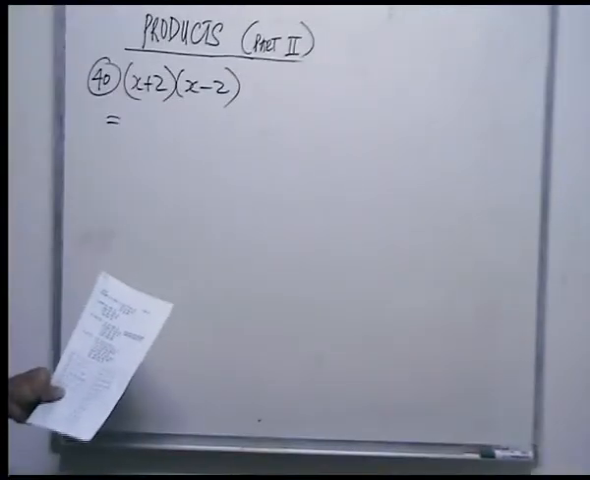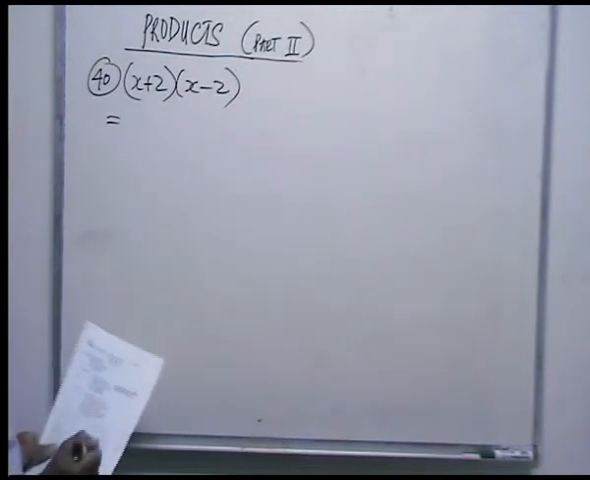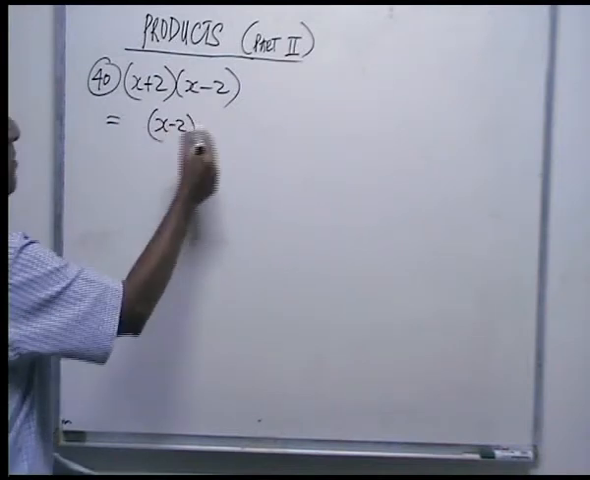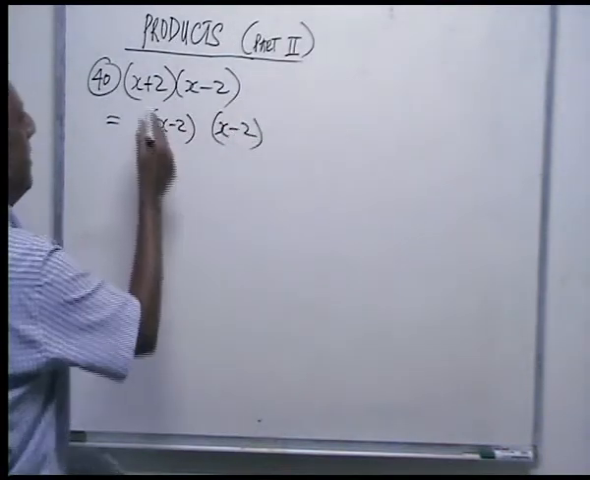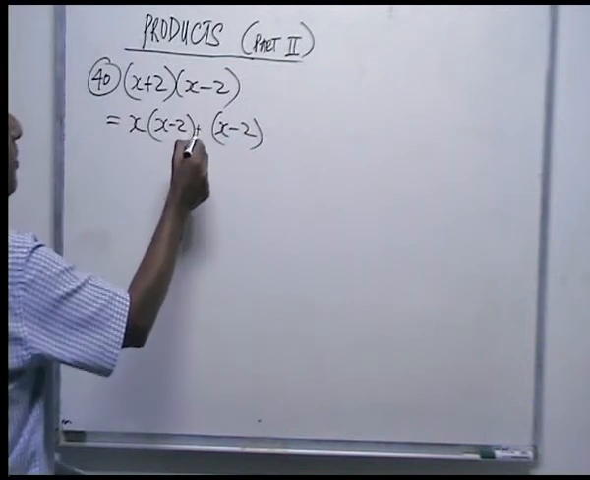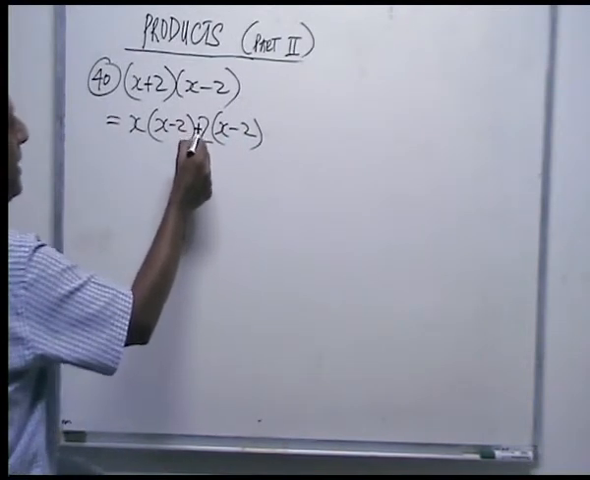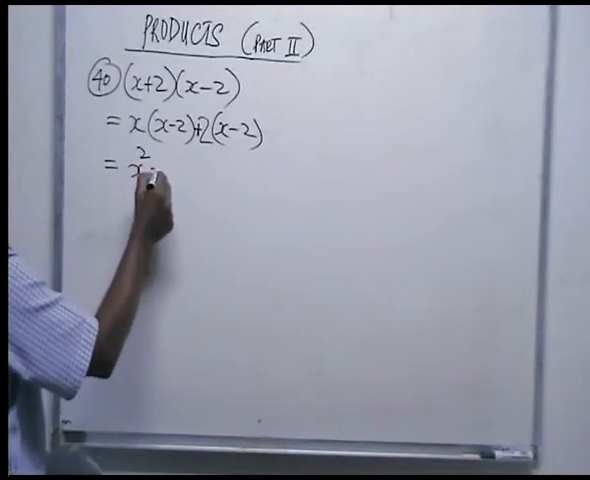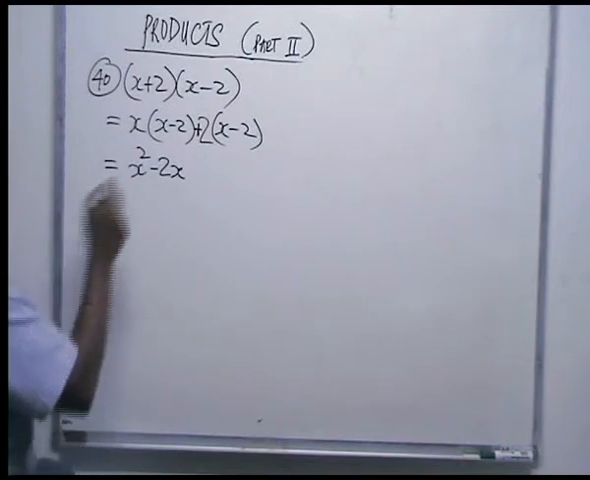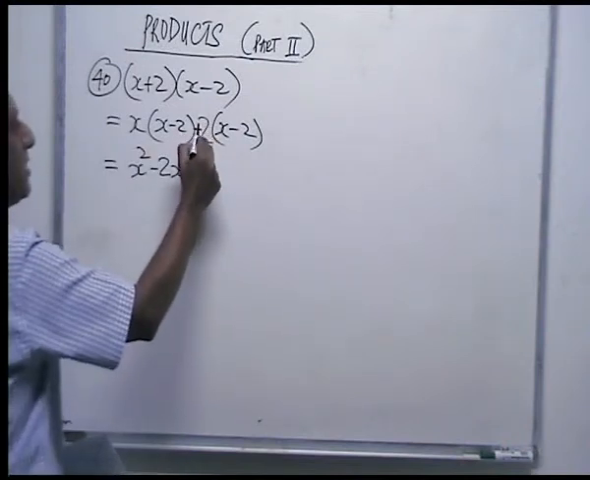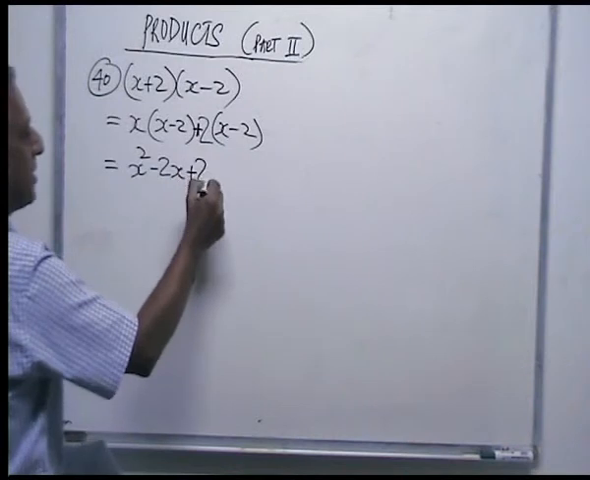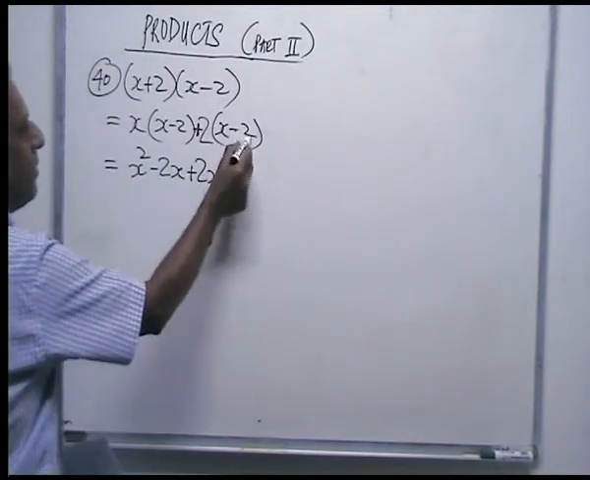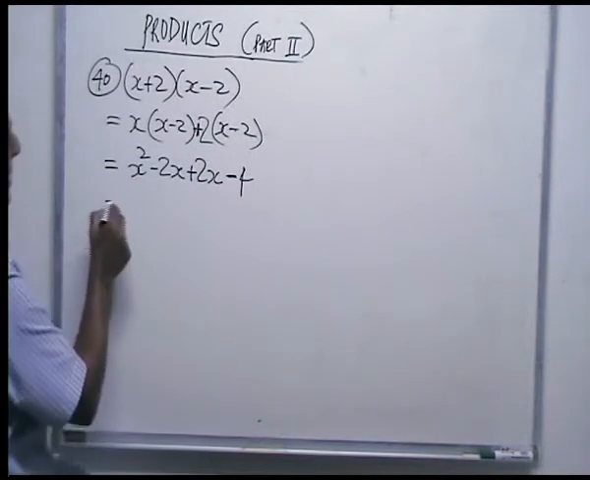Okay. We're at number 40. X plus 2 into x minus 2. Write the second bracket down 2 times. Write down x here and write down plus 2 here. Okay, x times x, x squared. X times minus 2, minus 2x. Right, we finished here. Now, plus 2 times x will give you plus 2x. Plus times minus will give you minus. 2 times 2 will give you 4.